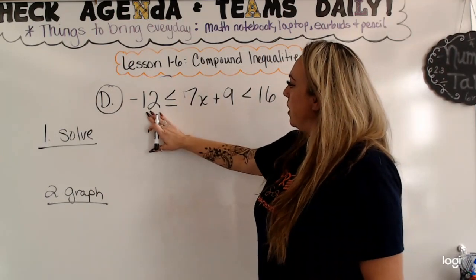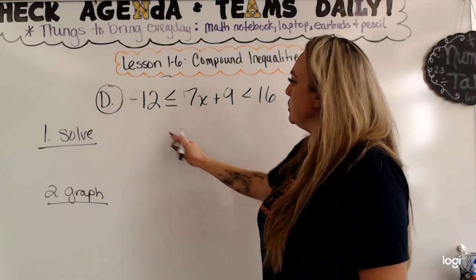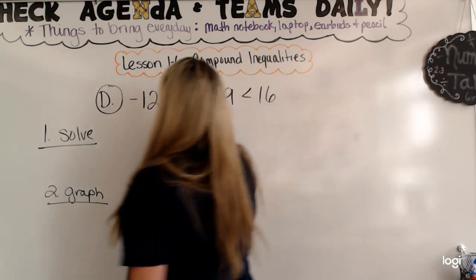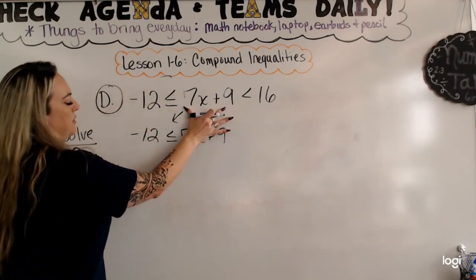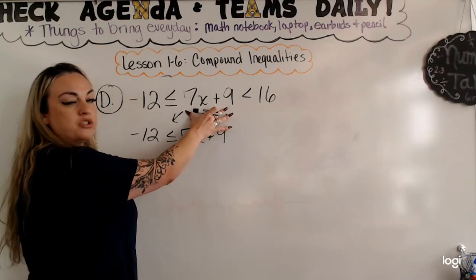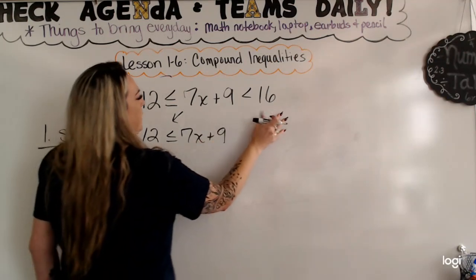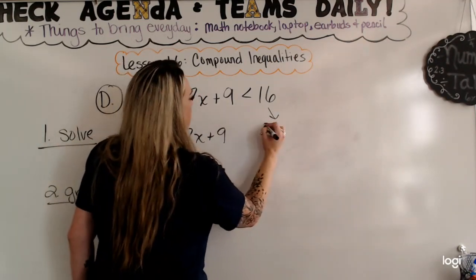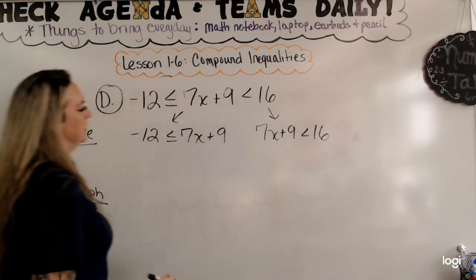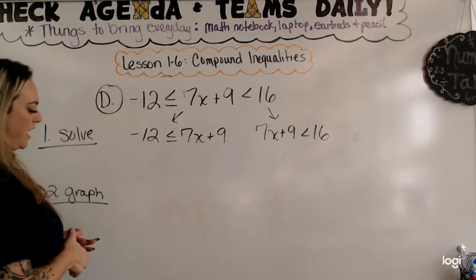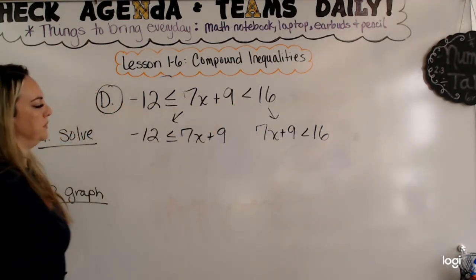So negative 12 is less than or equal to 7x plus 9. So we're going to rewrite this down here. Remember, this is what they both share in common. This is like if it was just an x value, but now it's an expression. So you're going to treat it the same way. Then you're going to have 7x plus 9 is less than 16. Okay, just like how we went from here and combined it, we're working backwards now and we're splitting it up.